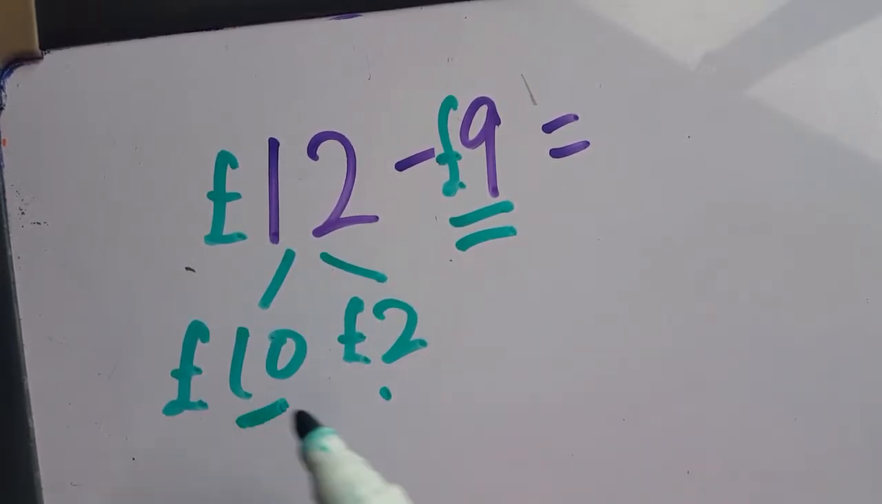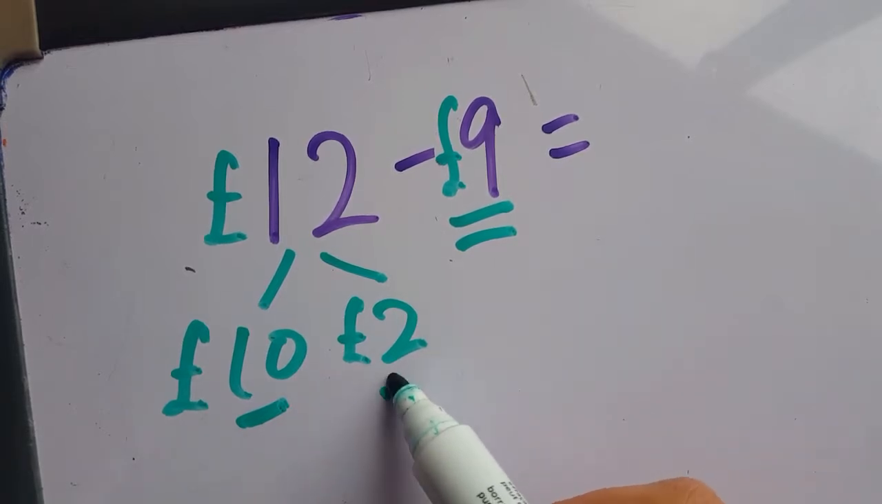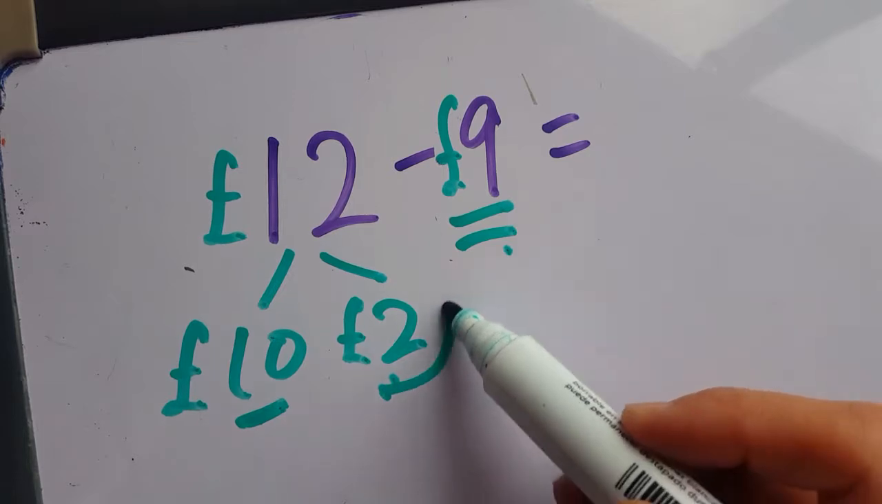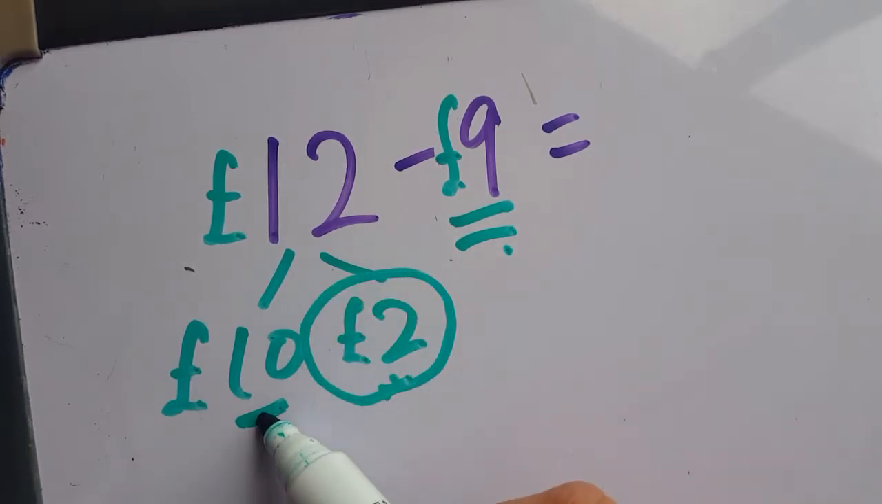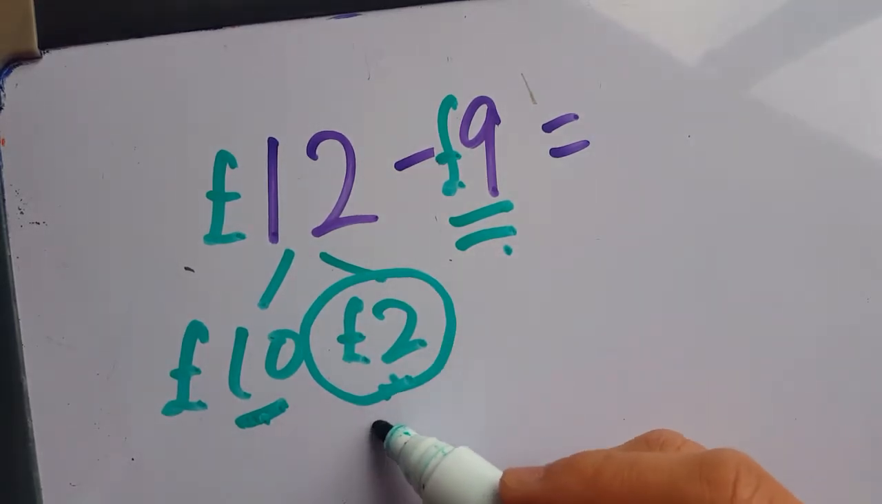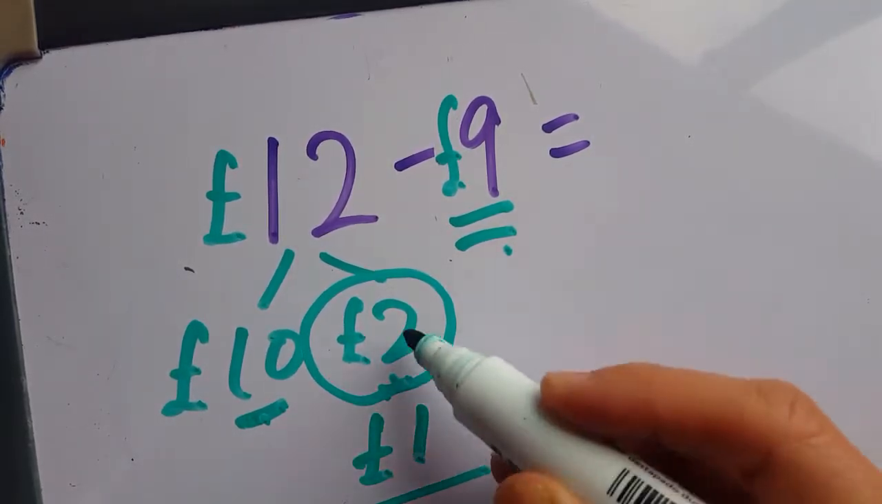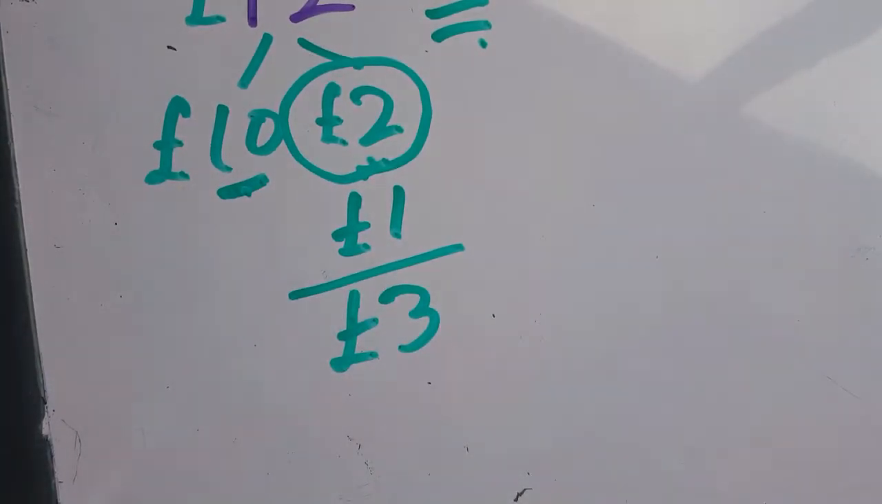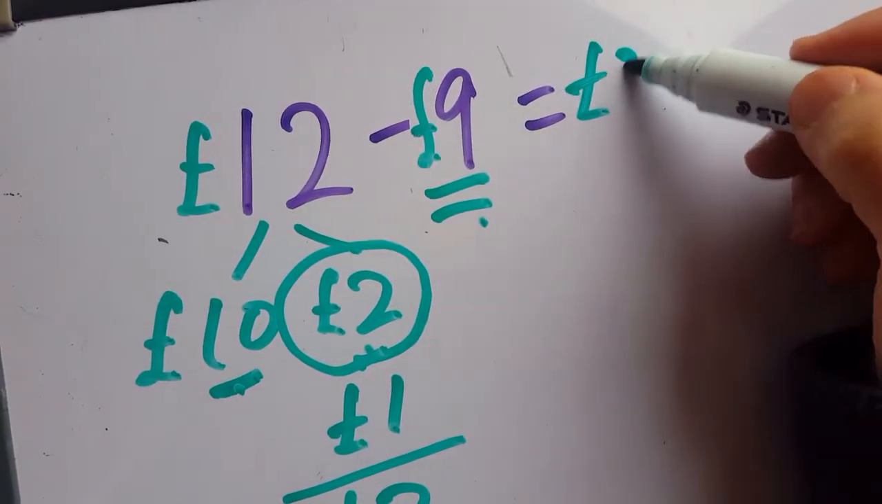So go next door. Always check if the unit is enough to take away the unit. If it's not enough, leave it as it is. Leave it in your pocket and go next door and borrow a 10. So 10 take away 9 is 1. So the £1 change added to the £2 is £3 left. So the answer is £3. This is a good question to show them. For example, we do another one.